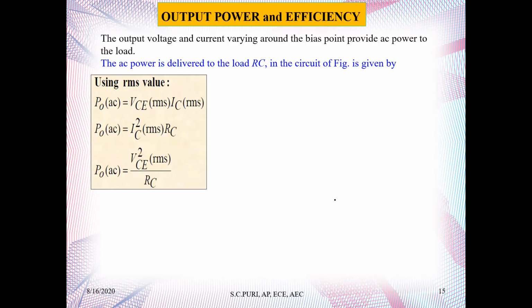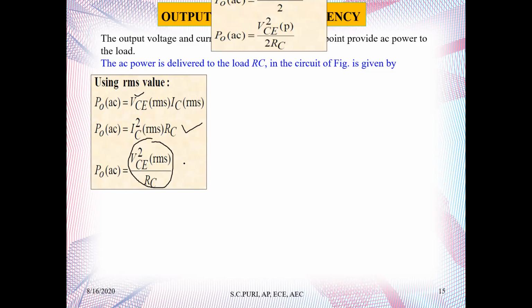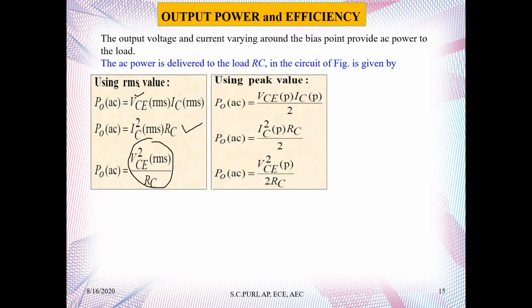So using RMS value, the output AC power P0 is equal to VCE RMS times IC RMS. Output power is equal to, now we can write down, IC square RC, because we know V is equal to IR. So we can write this expression, and finally we can write VC square by RC. So this is the RMS value.